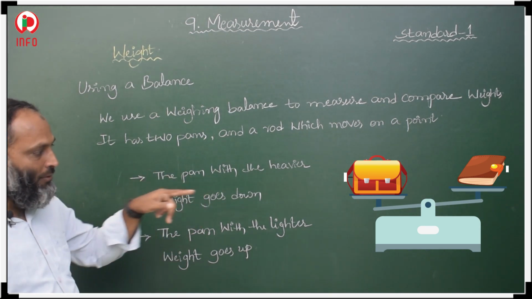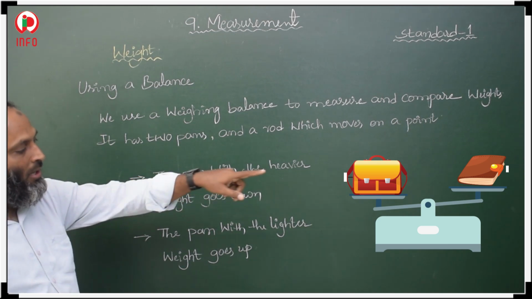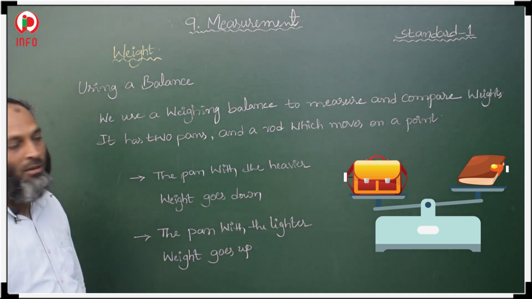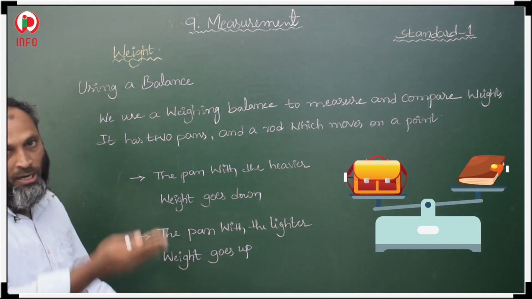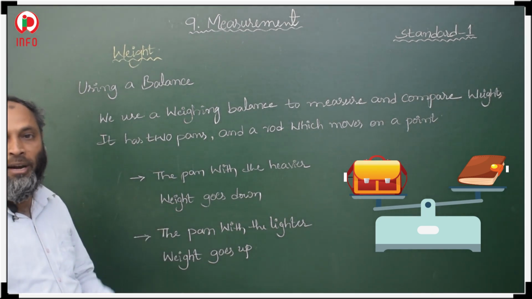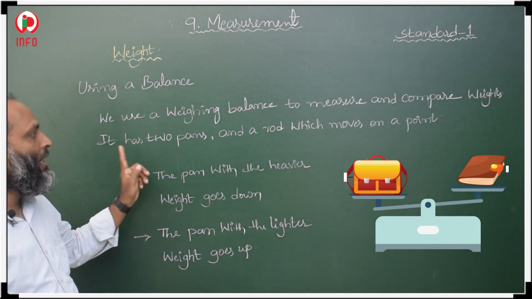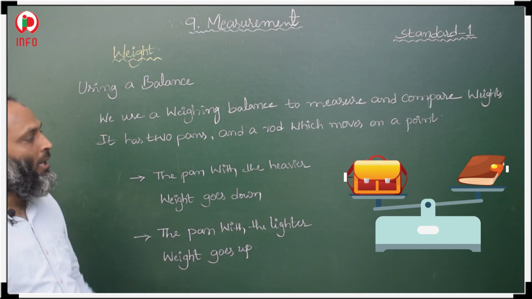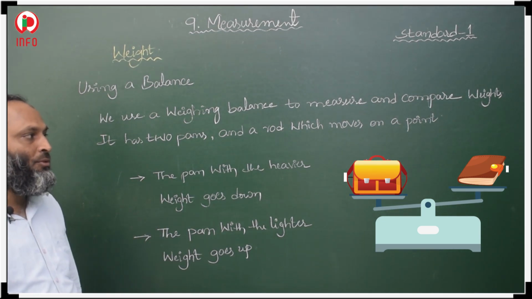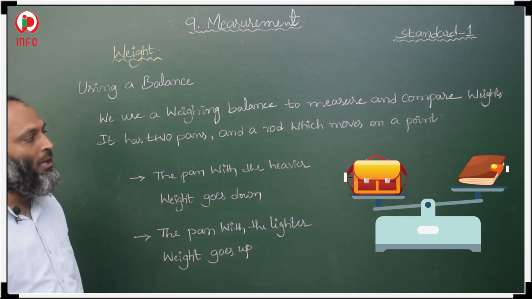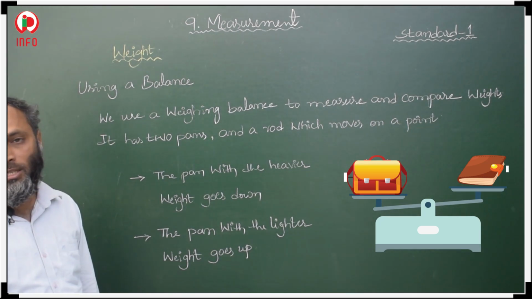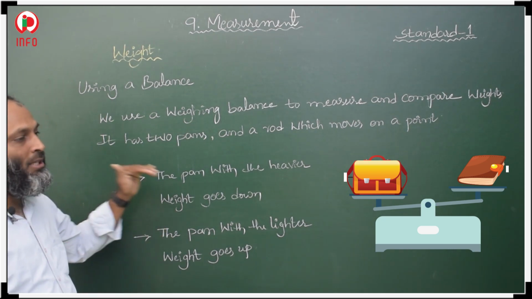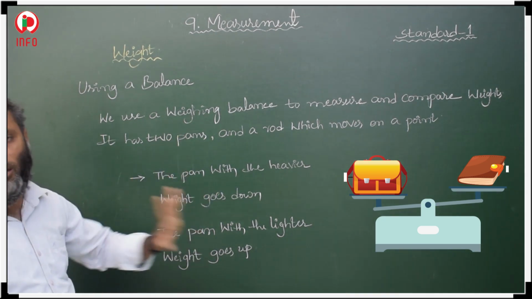A rod is there in between, which moves on a point. It moves up and down. So this weighing machine has 2 pans. See in the picture, 2 pans are there and one rod is there, which moves on a point, and that point should be in the middle. So this is our weighing machine structure.